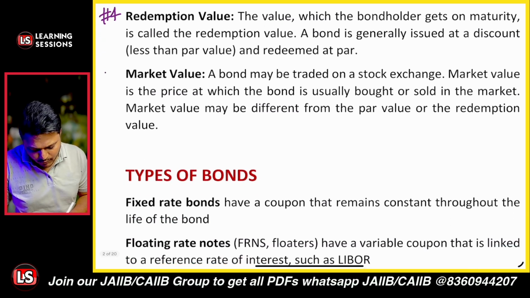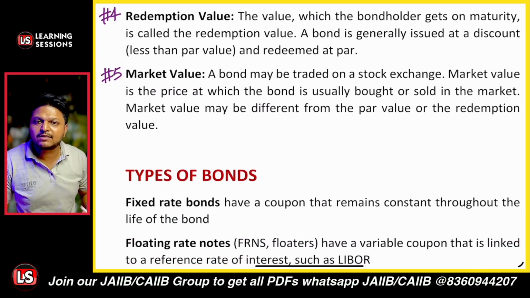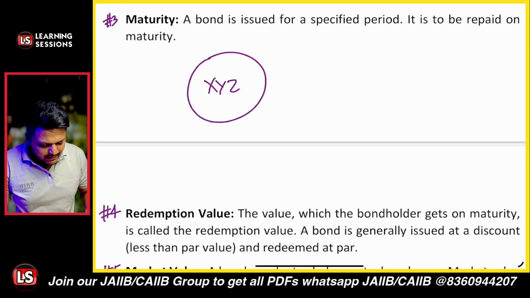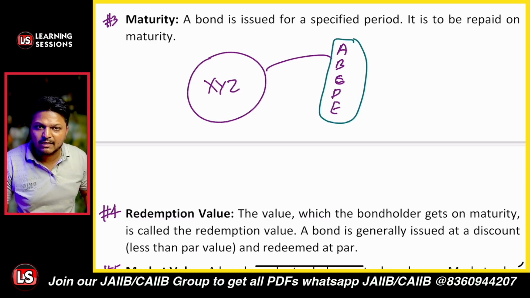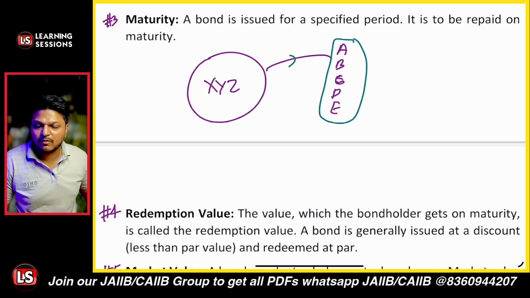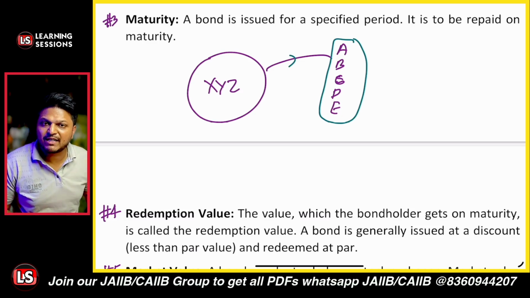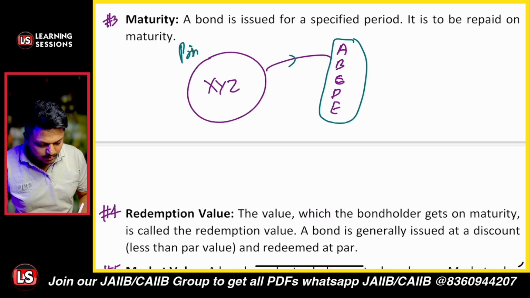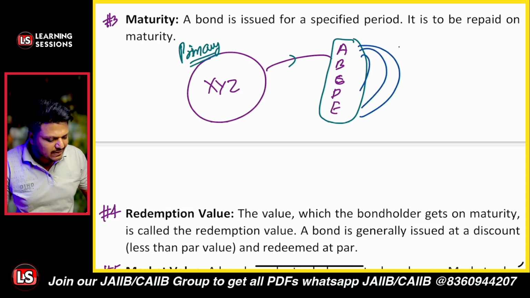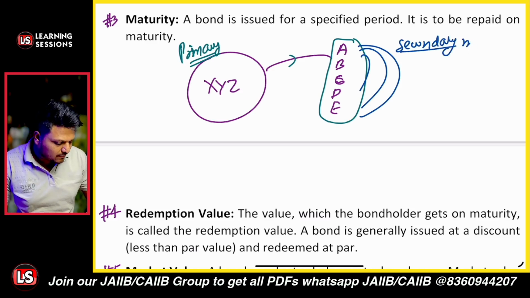And what do you mean by market value? The bonds are also traded in the secondary market. Like XYZ company issued the bonds, and these persons A, B, C, D, E invested in the bonds. Later on they want to purchase or sell the bonds among other customers. When the bond is issued by the company, that is the primary market. And when they make sale and purchase among themselves, that is the secondary market, right?